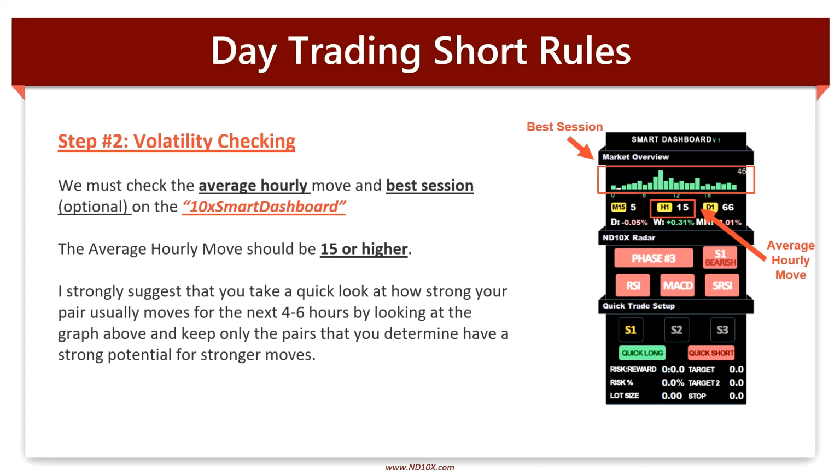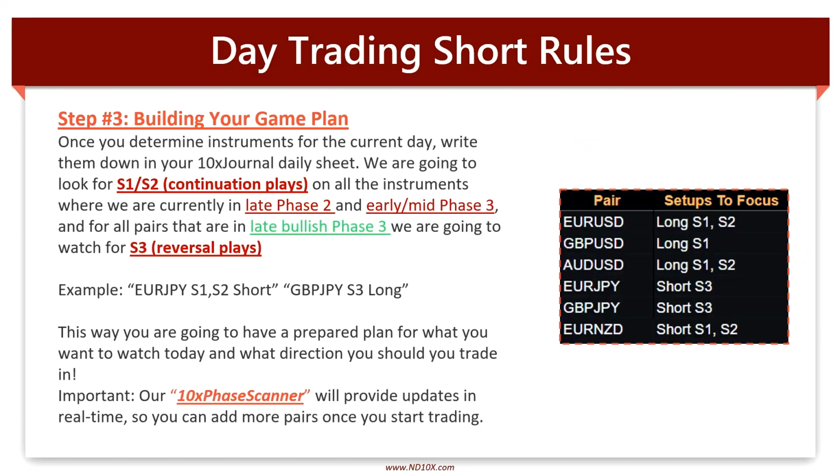I strongly suggest that you take a quick look at how strong your pair usually moves for the next 4 to 6 hours by looking at the graph above and keep only the pairs that you determine have a strong potential for stronger moves. Same as we want for long setups. So just check the first 4 to 6 bars after that white candle, and that's all that we really need. In this case, looks fine, so we can proceed.